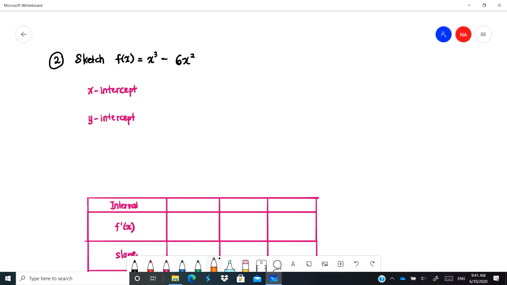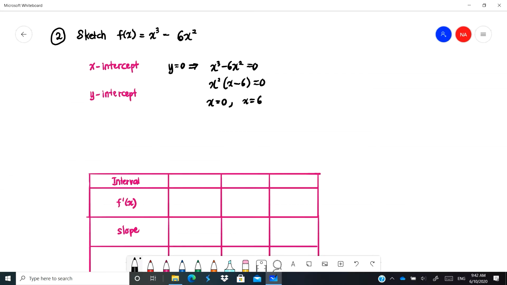Firstly, we have to find the x-intercept. To find the x-intercept, we know that the value of y should be 0. So we let x to the power of 3 minus 6x squared equal to 0. Factorizing this, I'll get x squared times x minus 6 equal to 0. So we'll have x equal to 0 and x equal to 6, meaning the graph must pass through x equal to 0 and also x equal to 6.